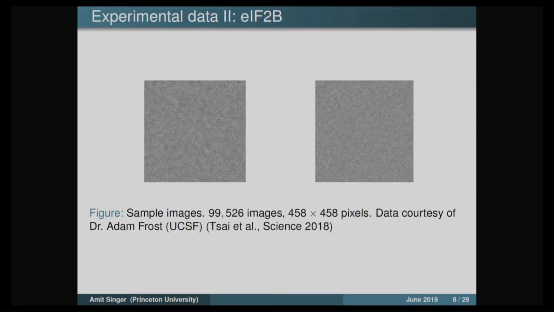Here is another example from another collaborator, Adam Frost at UCSF. This type of images led to a recent paper in Science. This is from a much larger sample of about 100,000 images, also much larger images, almost 500 by 500. And again, you can see that they are very, very noisy.